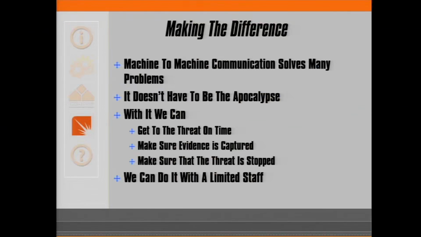Okay. So all my talks have these two obligatory slides, making the difference. All right, first one, machine-to-machine communication solves many problems, though it doesn't have to be the apocalypse. With it, we can get to the threat on time, we can make sure evidence is captured, and we can make sure that the threat is stopped. And we can do that with limited staff because the systems are acting on their own.